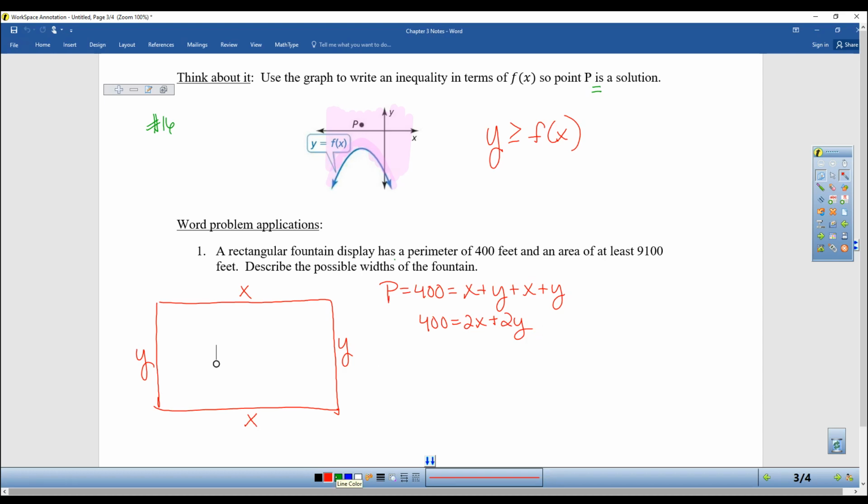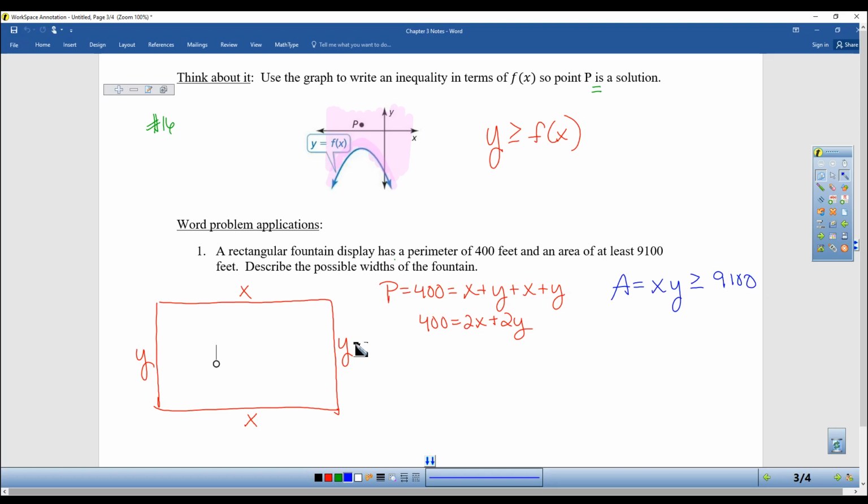Now it says it has an area, which for this shape is x times y, just 1, not 2 this time, just this distance times this distance will give you the area. And they want this area to be at least, that means greater than or equal to 9,100. So x times y needs to be greater than or equal to 9,100.